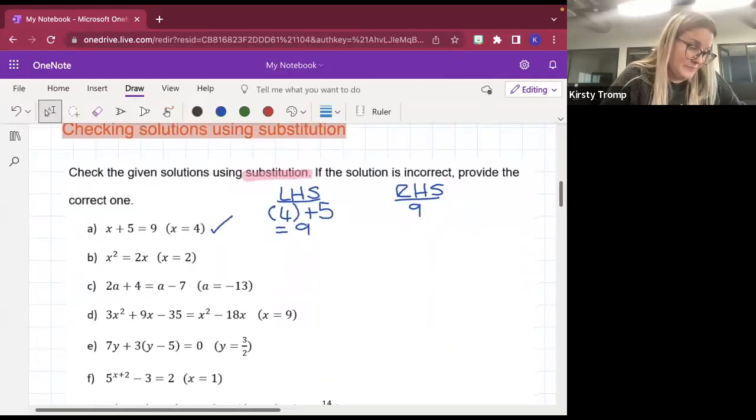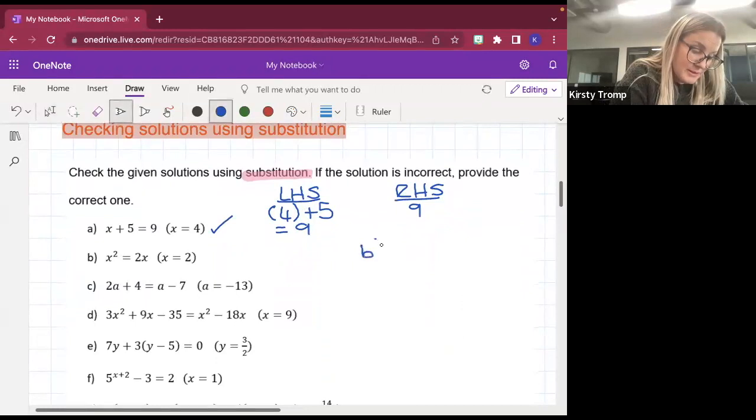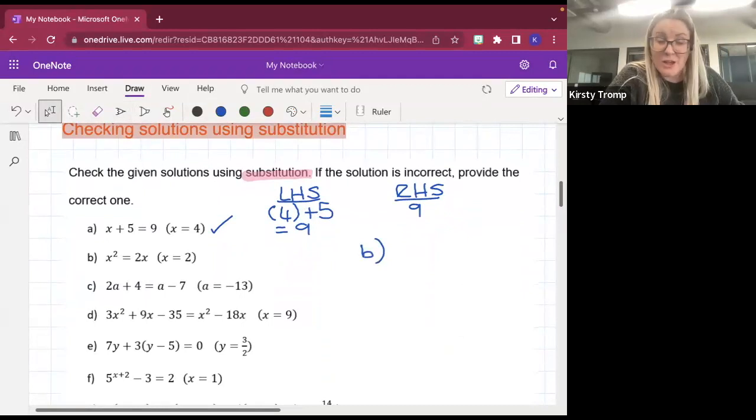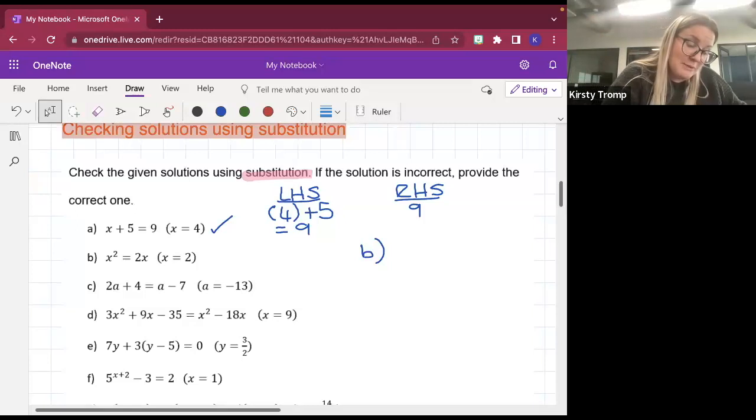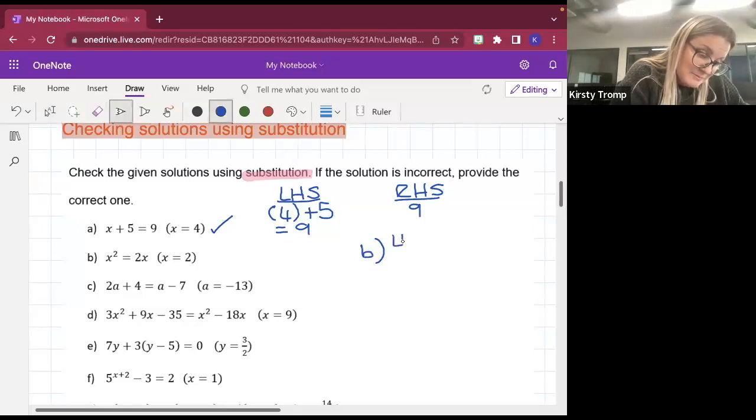Next part of the sum, okay? The next part of the sum, B, right? I've got x squared on my left-hand side is equal to 2x. What do they want me to substitute in? They're telling me, instead of seeing x, they want me to see 2 this time. So I'm going to put my left-hand side. On the left-hand side, instead of seeing x, I'm going to put a 2 in there, and I'm going to square it.